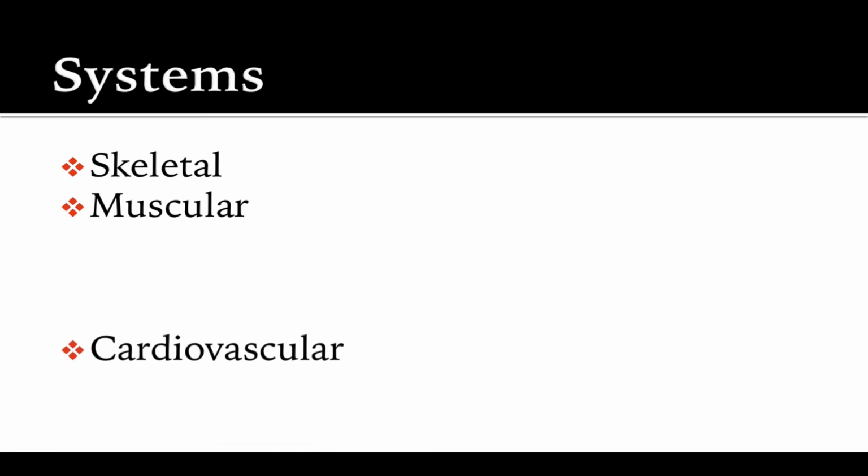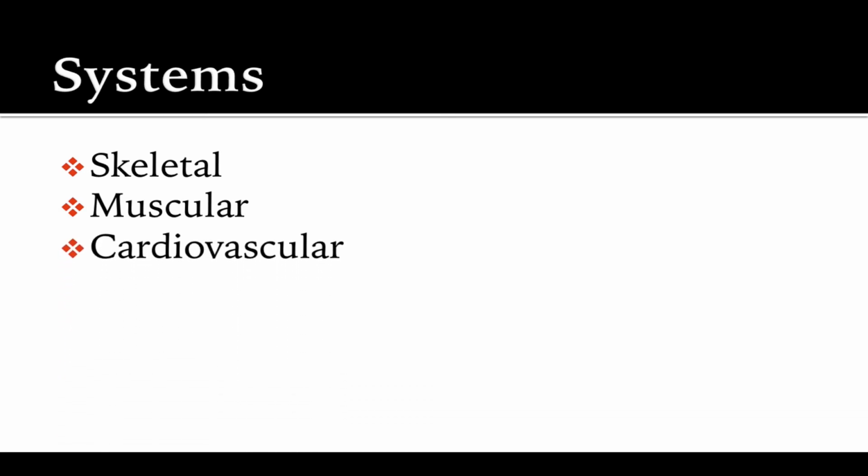Let's take a look just at the simplicity of the systems. So the systems-based approach, and I'll guide you through each system as we go. Skeletal system, of course, is all the bones that we have in our body. Muscular is the muscles of our body. And we'll talk about the cardiovascular system. This is the heart and the blood vessels.